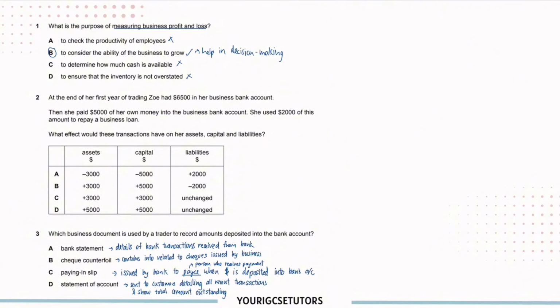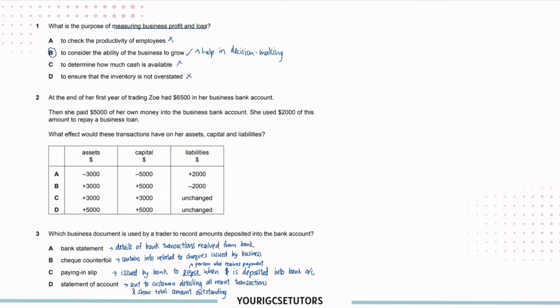Question 2. At the end of her first year of trading, Zoe had $6,500 in her business bank account. Then she paid $5,000 of her own money into the business bank account. She used $2,000 of this amount to repay a business loan. What effect would these transactions have on her assets, capital, and liabilities?